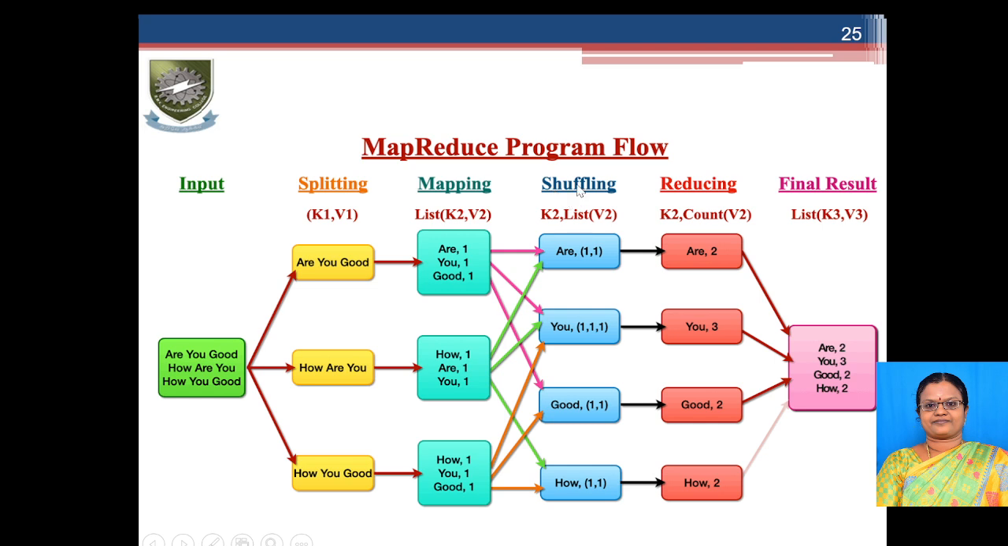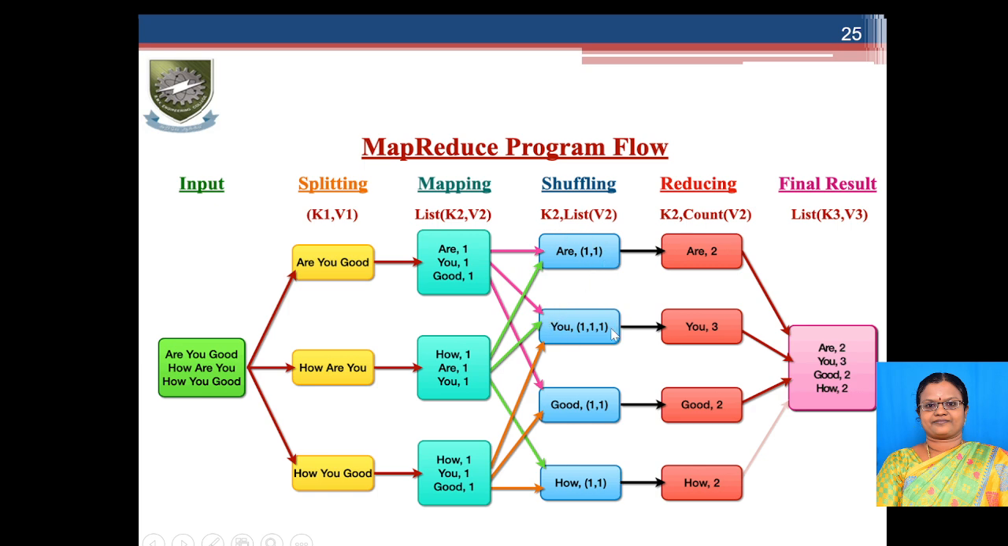In the second level of processing, which we call shuffling, first the words which are common across the three statements are taken. For example, "are you good?" is given at 3 levels, and whichever statement has R has been combined here. R is present in the second statement also. So here it is 1 comma 1, that is, in the first statement I have one value of R, and in the second statement also I have one value of R.